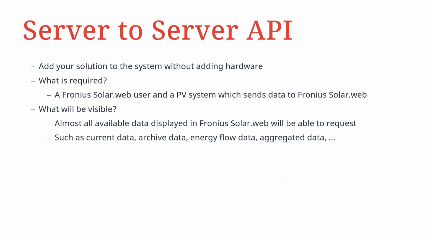So this is a server-to-server API. This adds your solution to the system without adding additional hardware to the system. You'll pull data directly from SolarWeb output to your API or monitoring platform that is required. So what would be required in this instance? A SolarWeb user, as well as an existing PV system, which sends data to the Fronius SolarWeb.